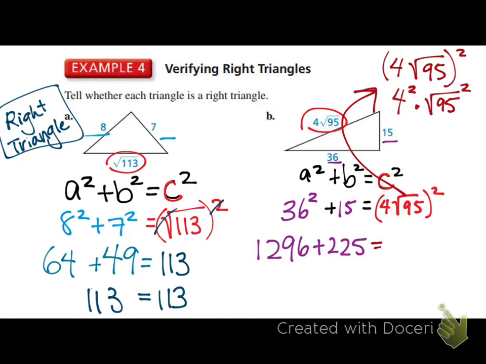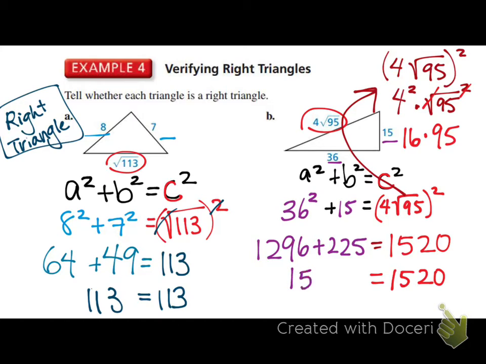All right, 4 squared. 4 times 4? 16. And then the square root of 95 squared. 95. 16 times 95 is 1,520. All right, so then 1,296 plus 225 is 1,521. So do they equal? They do not. So this is not a right triangle.